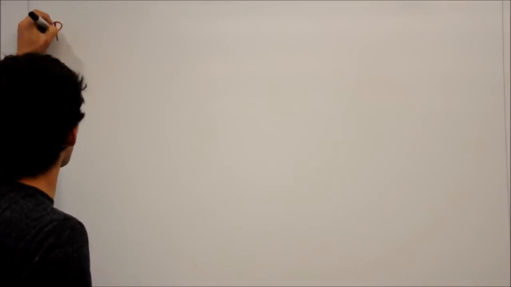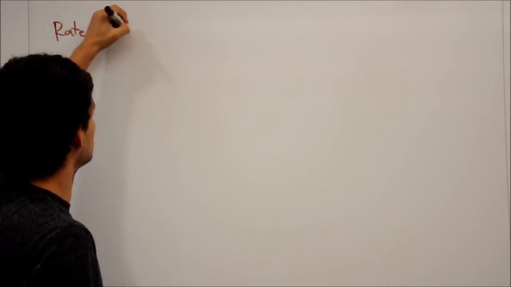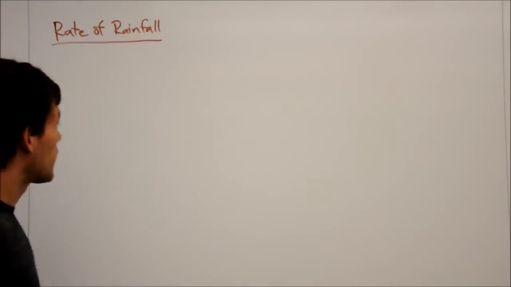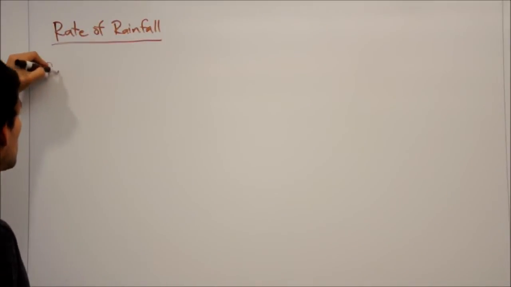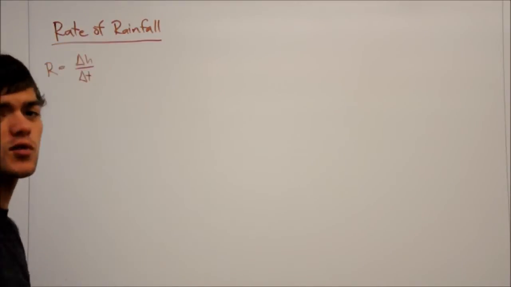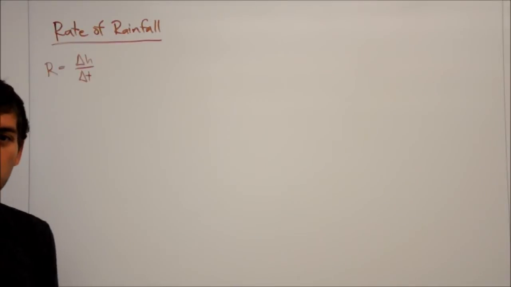So in this problem, we are asked to estimate the rate of rainfall given some rough parameters. And what we mean by the rate of rainfall is, we're going to call it R, and it's going to be expressed in terms of delta H, delta T. So this is probably something that you've heard on perhaps the Weather Channel, where they'll talk about the number of inches per hour of rain that has fallen.